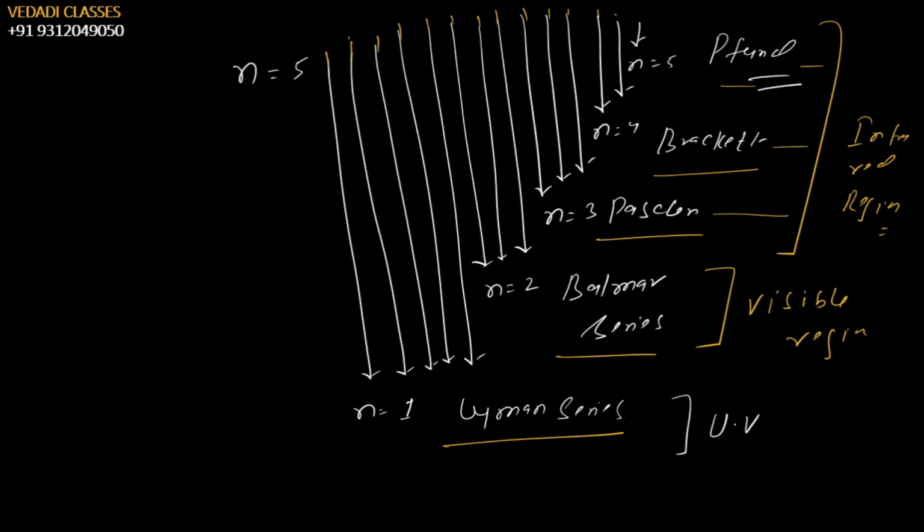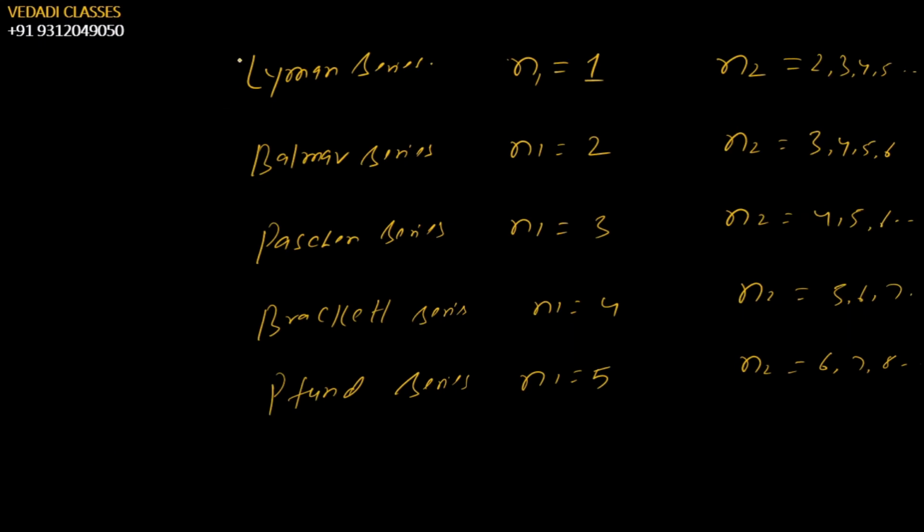Some questions come from this, which are related to Bohr's atomic model. At that time, it will be helpful for solving numericals. But you should always keep in mind the n1 and n2 values for the Lyman, Balmer, Paschen, Brackett, and Pfund series.